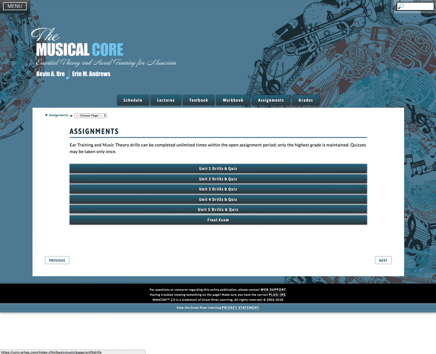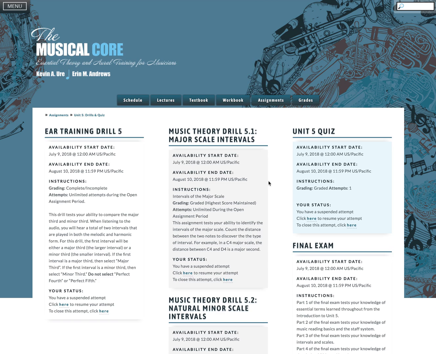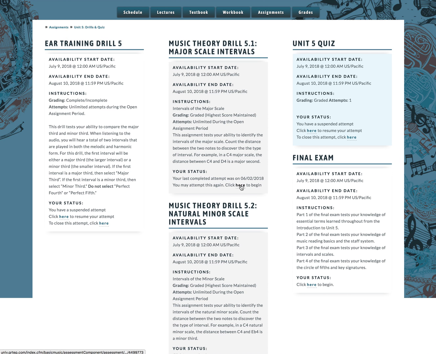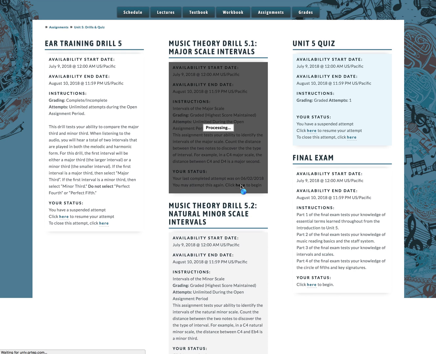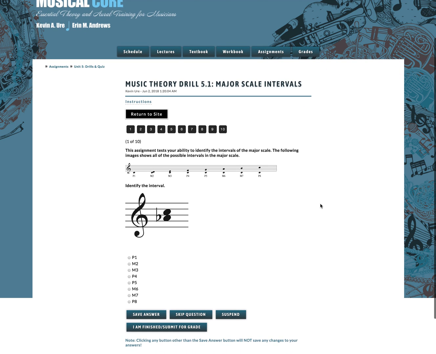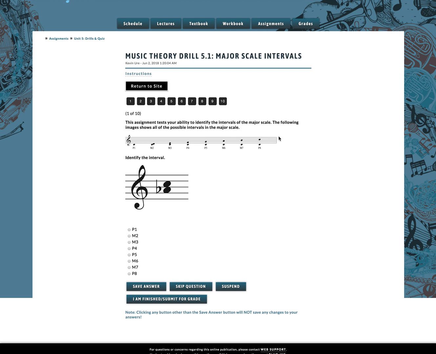All right, Unit 5, our last unit. Major scale intervals. Probably the easiest unit next to identifying note names, because all you're doing here is using this chart, which you're going to see, and identifying what interval you're looking at. And it's multiple choice. So as long as you can count to 7 or 8, as the case may be, you should be able to get this right.